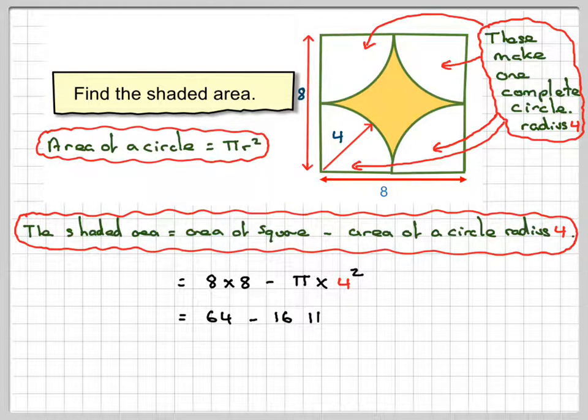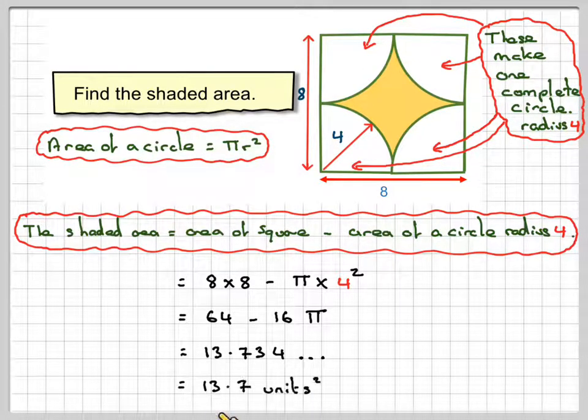So it's 64 minus 16 pi, which is going to give me 13.734, which gives me an answer of 13.7 units squared to 3 significant figures.